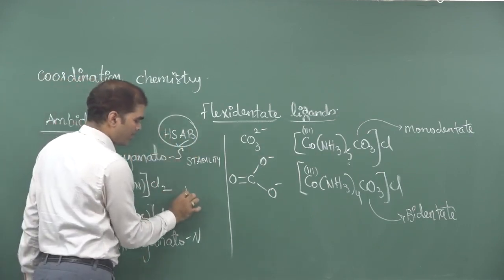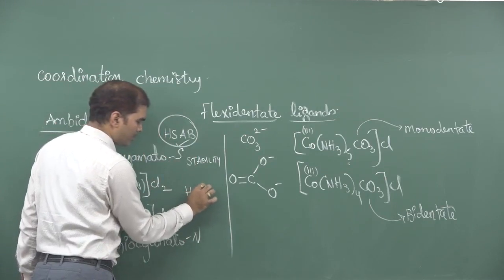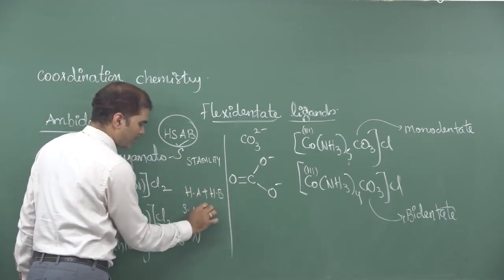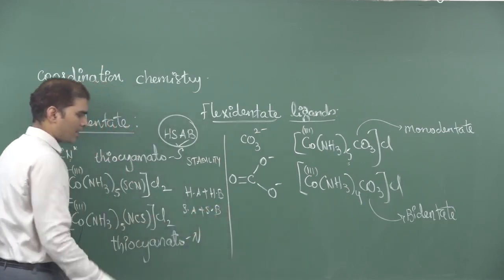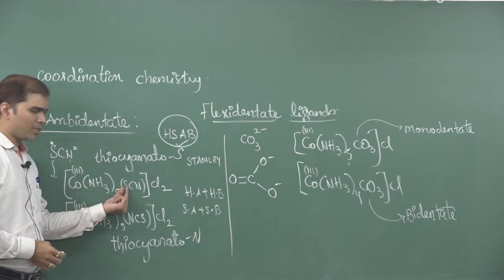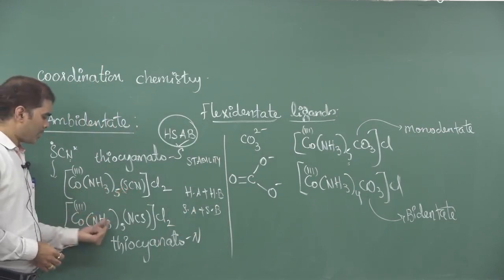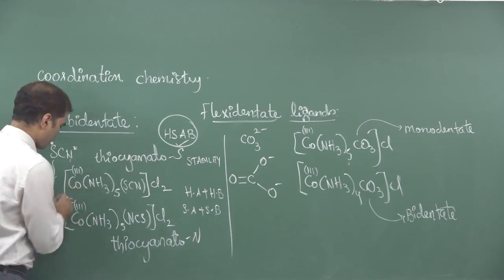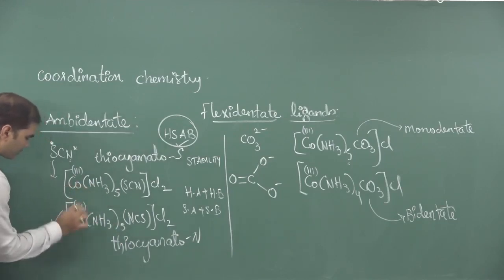According to this principle, a hard acid will prefer to bind with a hard base. Soft acid will prefer to bind with a soft base, hard to hard, soft to soft. So in this case, cobalt is hard, sulfur is soft. Cobalt is hard, nitrogen is hard comparatively. So which is more stable means second one has to be more stable.